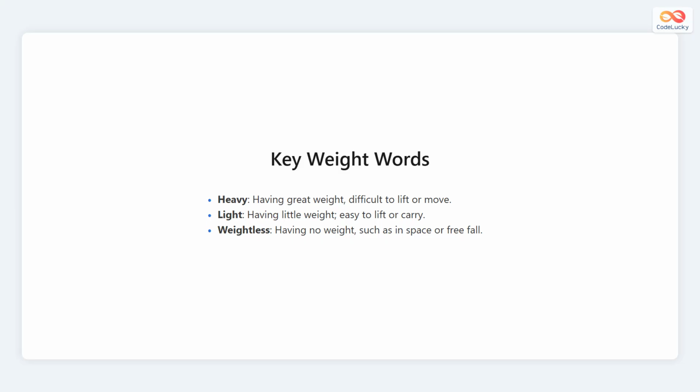Let us learn the definitions of three weight words. Heavy means having great weight. It describes objects that are difficult to lift or move. Light means having little weight. Objects that are light are easy to lift and carry. Weightless means having no weight at all. This word is used to describe objects in space or during free fall, where objects appear to have no weight. Now let's explore each word in more detail.